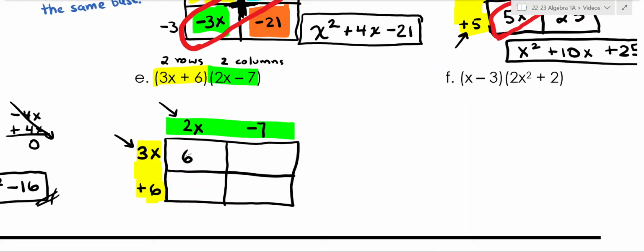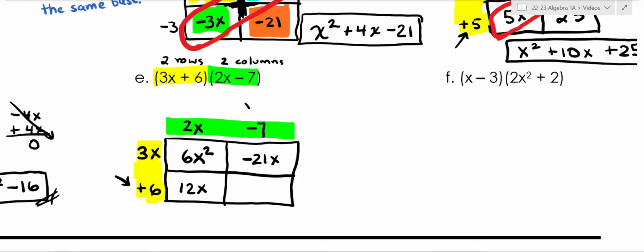X times x, we're multiplying, so same base, add the exponents, x squared. All right, so now we'll focus on this box, and this one's going to come from the 3x times the negative 7, so that's going to be negative 21x. Now we'll focus on this box, and that's going to come from the positive 6 times the 2x. So that's 12x.